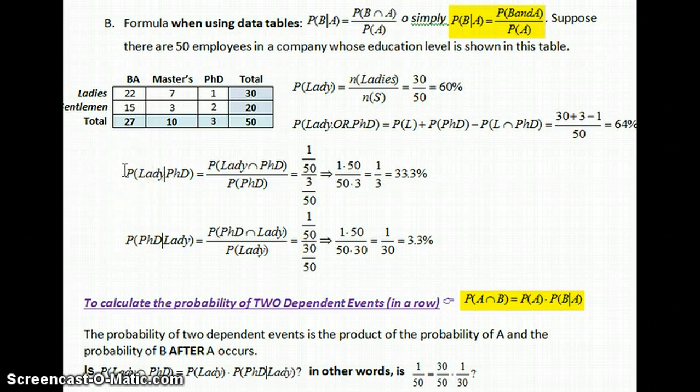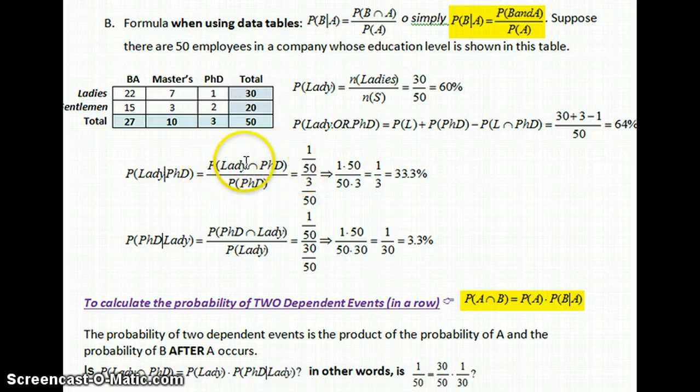Now, let's calculate the conditional probabilities of these two. For example, what is the conditional probability of choosing a lady at random, provided the fact that the person already has a PhD? The person chosen, this is the condition, has a PhD. So out of the persons that have a PhD, what is the probability of choosing a lady? That's pretty easy to see here in the data table, because there is only one lady with a PhD, so the probability is quickly 1/3, right? But if you apply this formula, you can also get it.